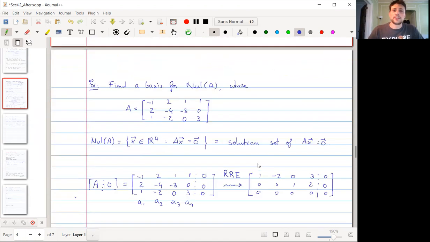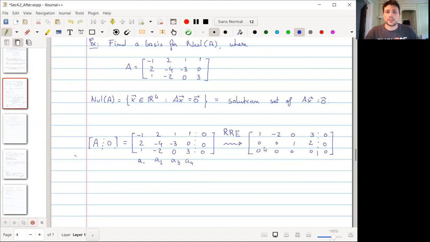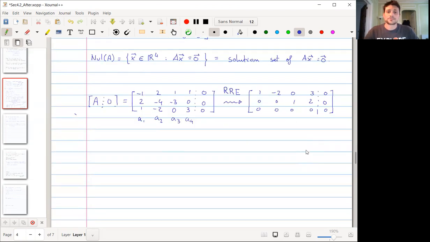Let's move on to the next example. Here we're given a matrix and we're asked to find a basis for the null space of the matrix. Now, the null space is defined as the set of solutions of the homogeneous linear system associated with the matrix. So to solve that linear system, we augment the matrix A with a column of zeros, and we compute its row reduced echelon form. It's written here.